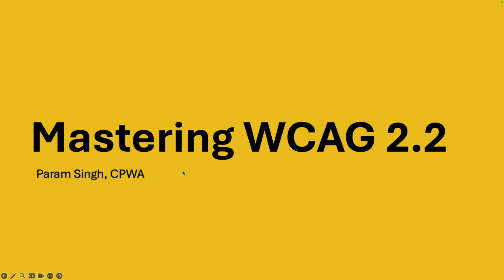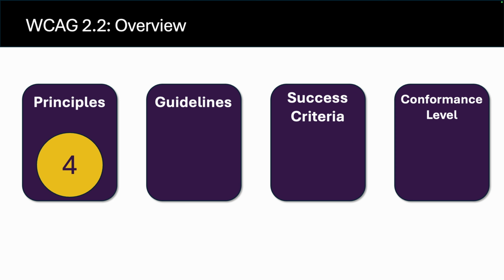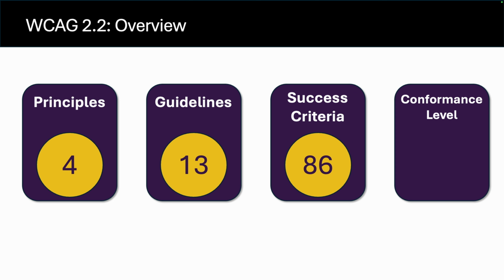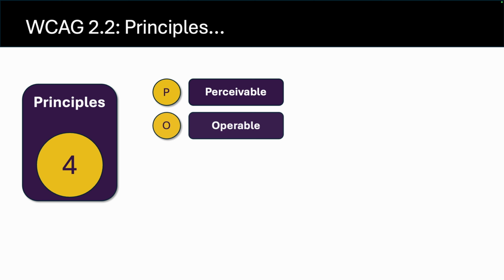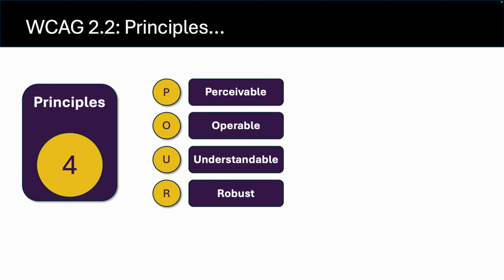ADA, Americans with Disabilities Act, is a law. So you can say ADA compliant but WCAG conformant. There are 4 different principles. Then you have 13 guidelines, 86 success criteria, and 3 conformance levels. To begin with, we have 4 principles: perceivable, operable, understandable, and robust.